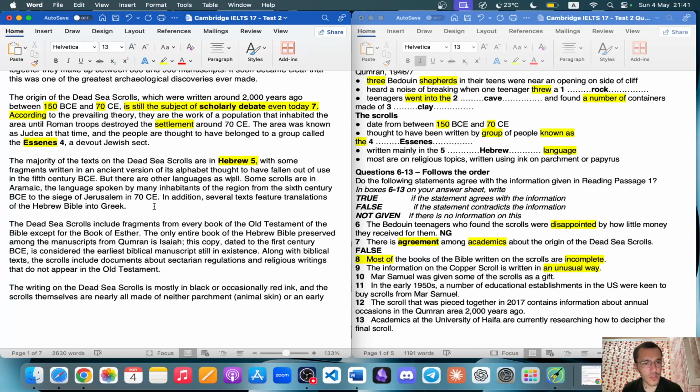So the Dead Sea Scrolls include fragments from every book of the Old Testament of the Bible, except for the book of Esther. The only entire book of the Hebrew Bible preserved among the manuscripts from Qumran is Isaiah. This copy is dated to the 1st century.